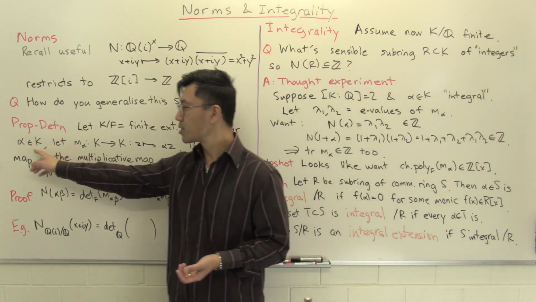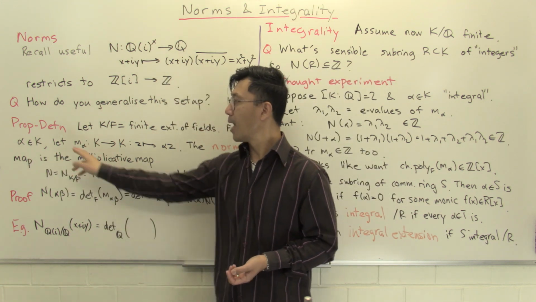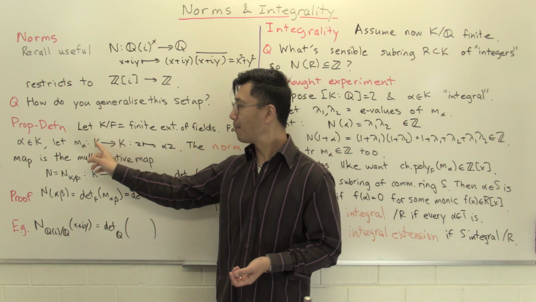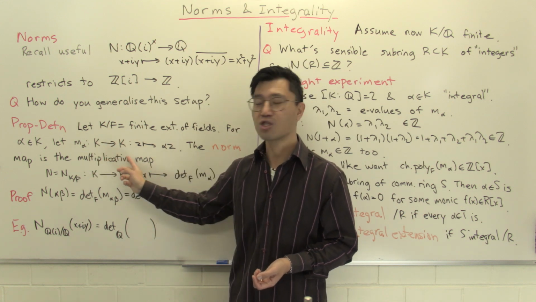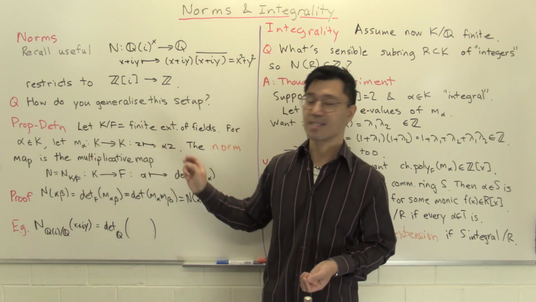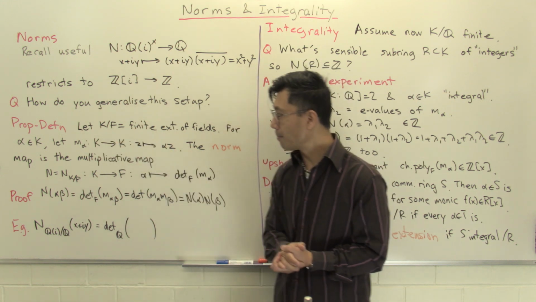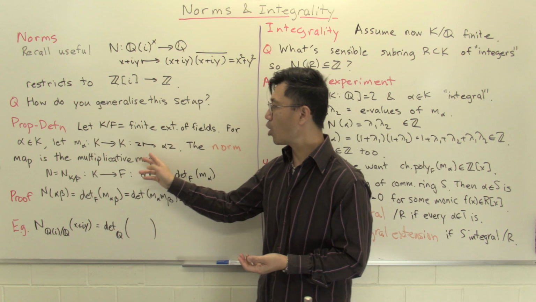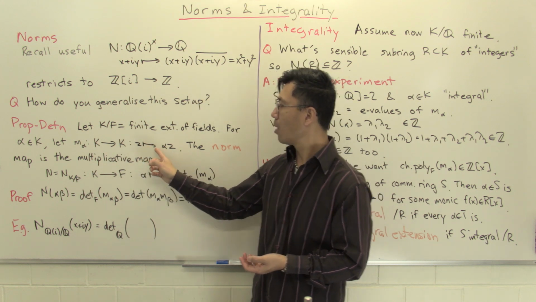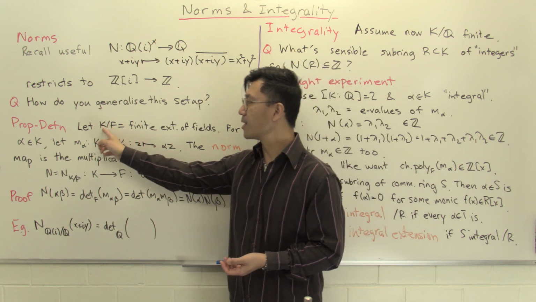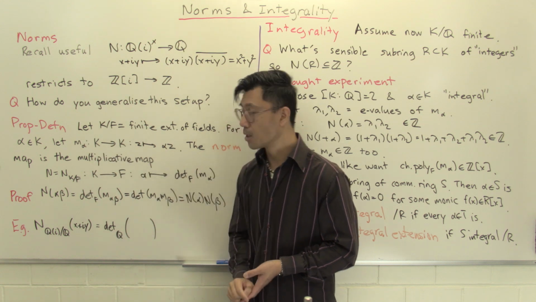Let's start with some alpha inside K here. What we can do is define a map on K which is just multiplication by alpha. That means it sends z to alpha times z. So that's a very nice map. And one of the things we should notice about this map is that it's K-linear, but in particular it's F-linear.